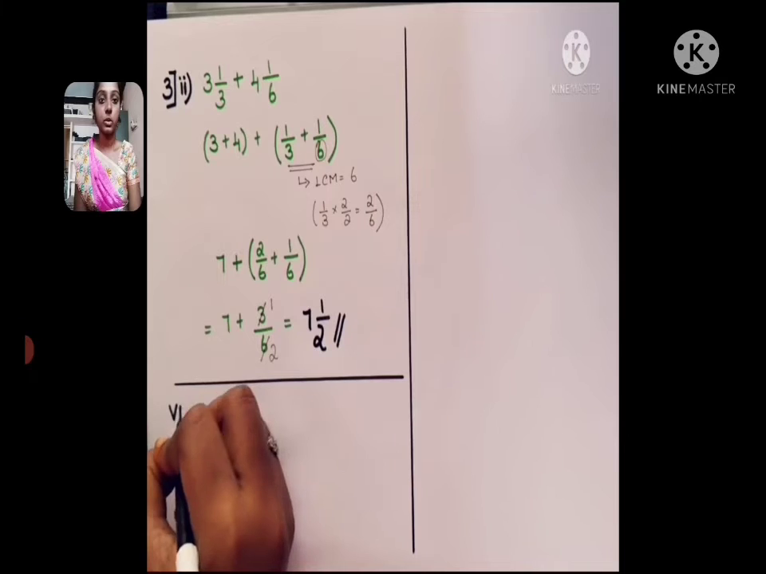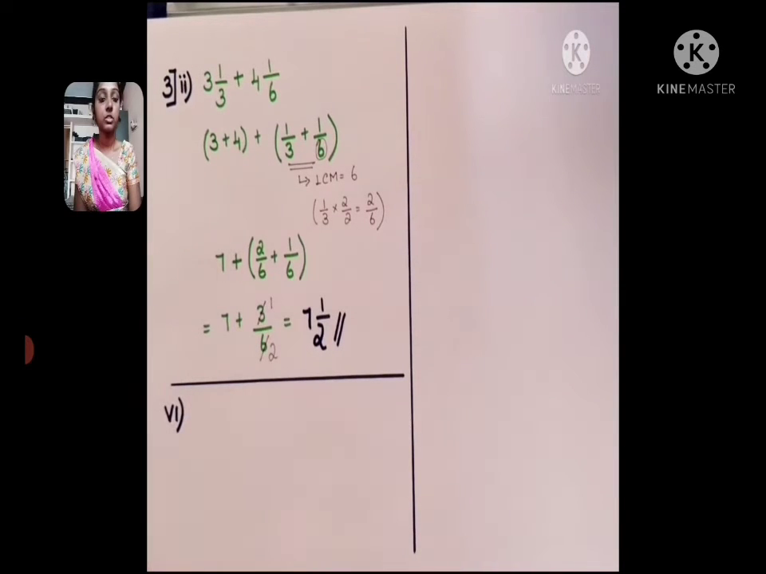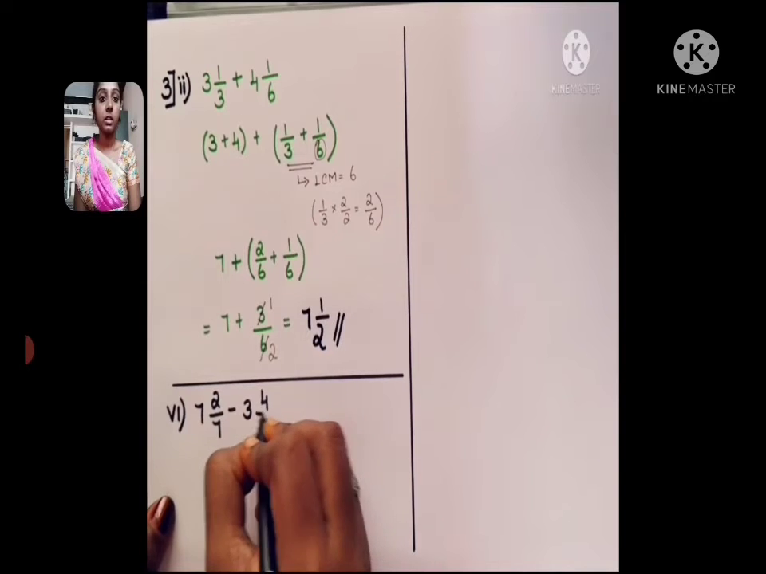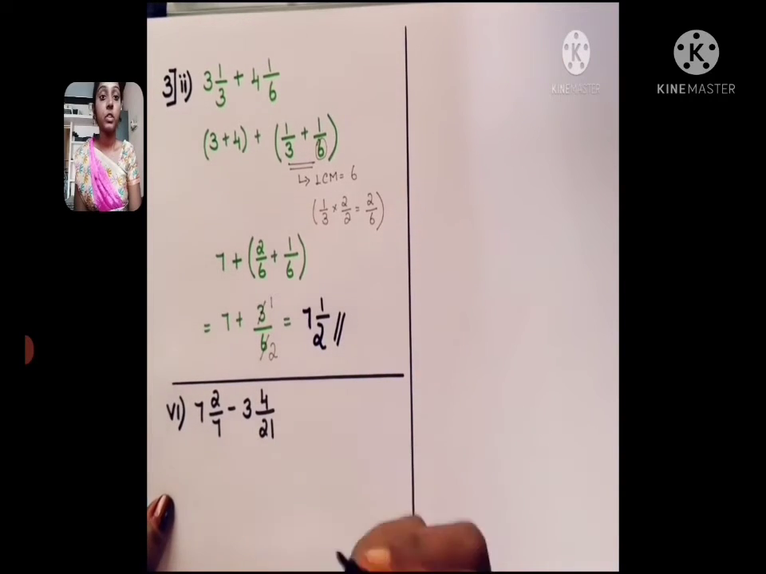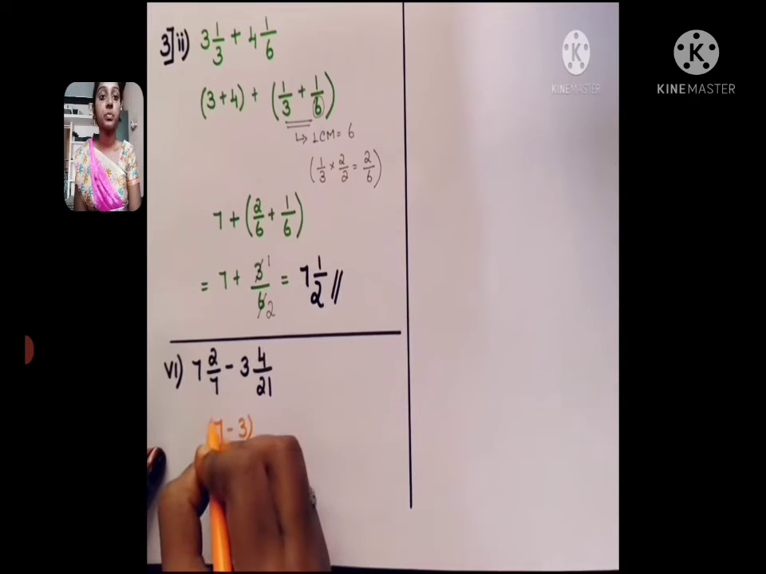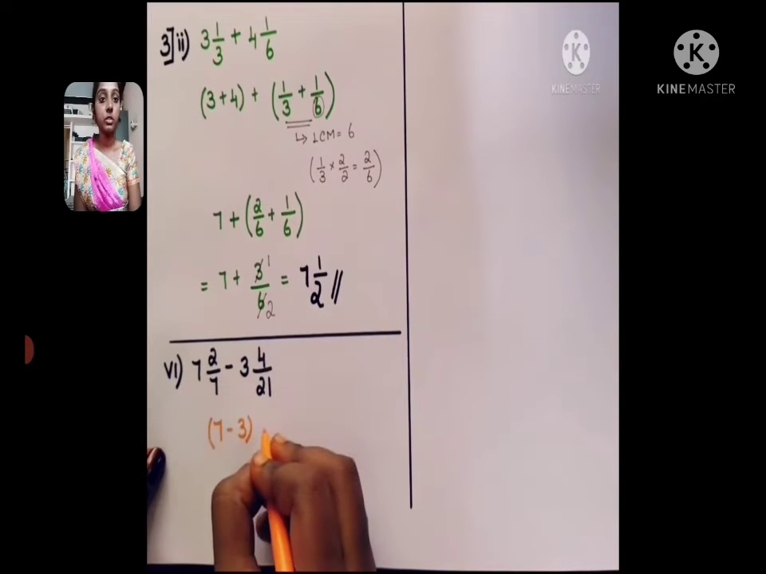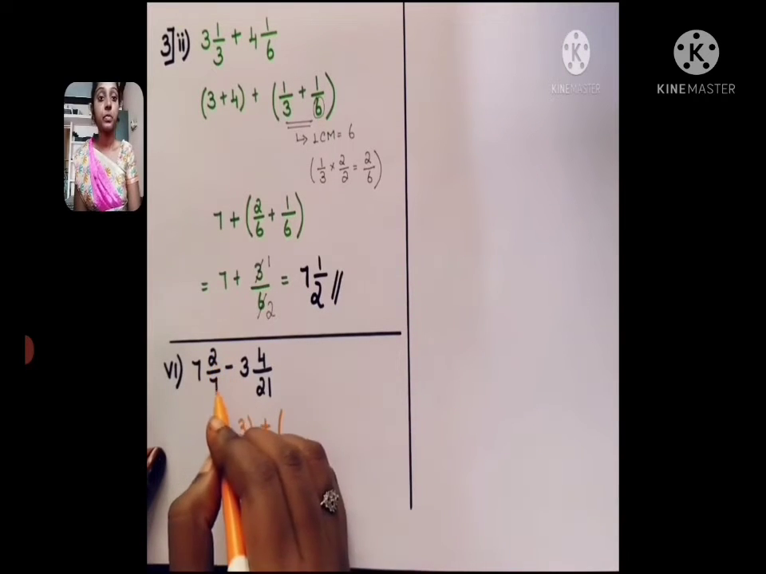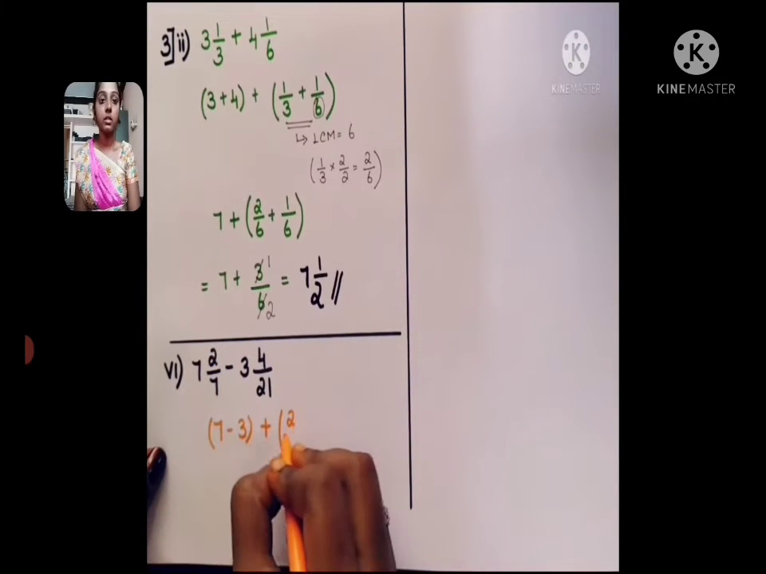Now let us move on to the sixth subdivision of the third question. The question given to us is 7 2 by 7 minus 3 4 by 21. Similar to addition, let us subtract the whole number separately and then subtract the proper fraction separately, and then let us add both the resultants.